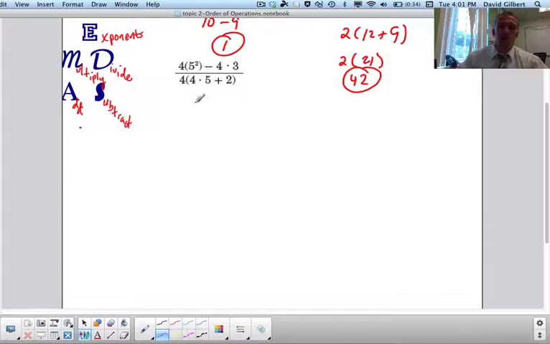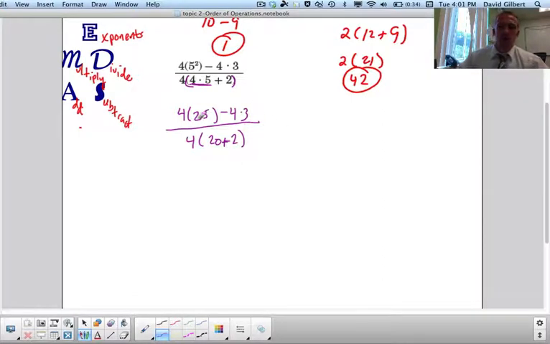Here I have to do exponents first. So I have 4 times 5 squared is 25. And then minus 4 times 3. So that's what I did to the top. And on the bottom, I got to work in the parentheses first, which means I have to multiply these before I add. So that's 4 times 5 is 20 plus 2.